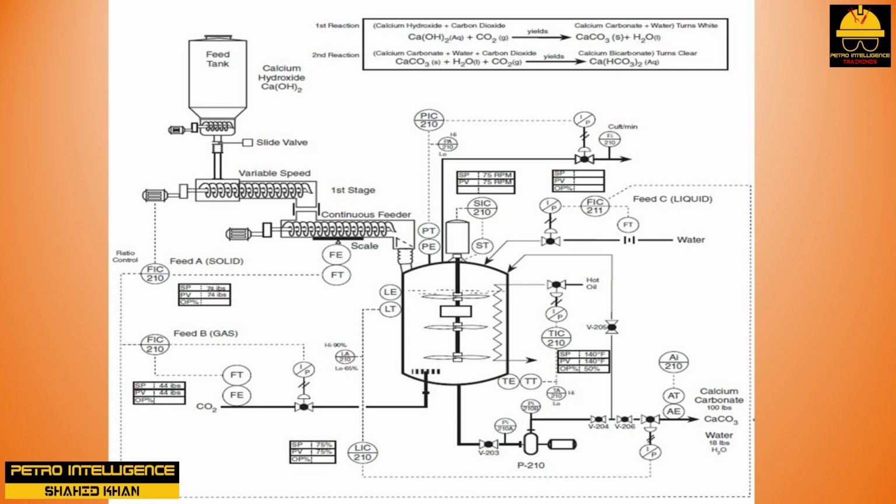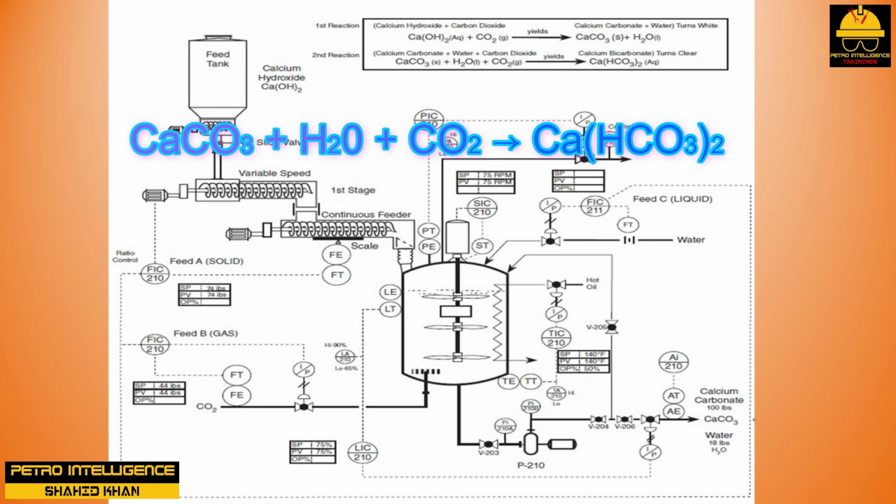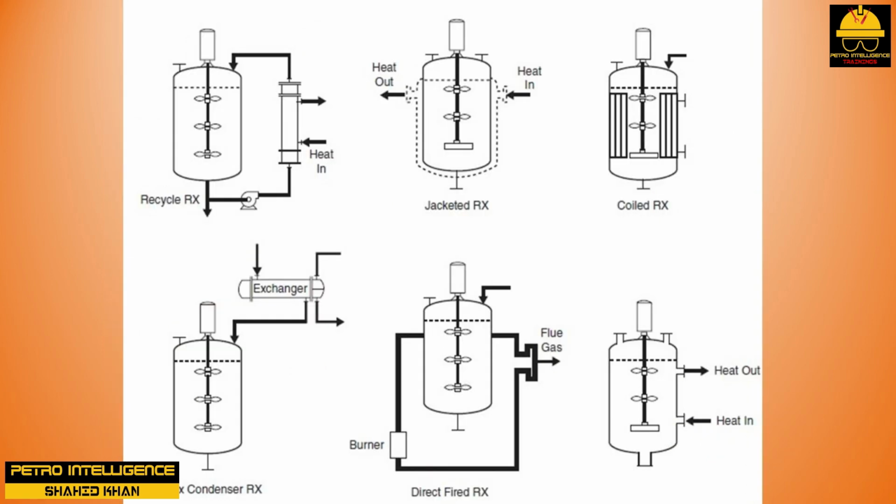This reaction requires 74 parts calcium hydroxide and 44 parts carbon dioxide to form 100 parts calcium carbonate and 18 parts water. It is possible for a second reaction to occur if we continue adding carbon dioxide to the white solution. The chemical equation for this reaction is CaCO3 plus H2O plus CO2 reacts to give Ca(HCO3)2. In this reaction, calcium bicarbonate is produced and the solution changes from milky white to clear.